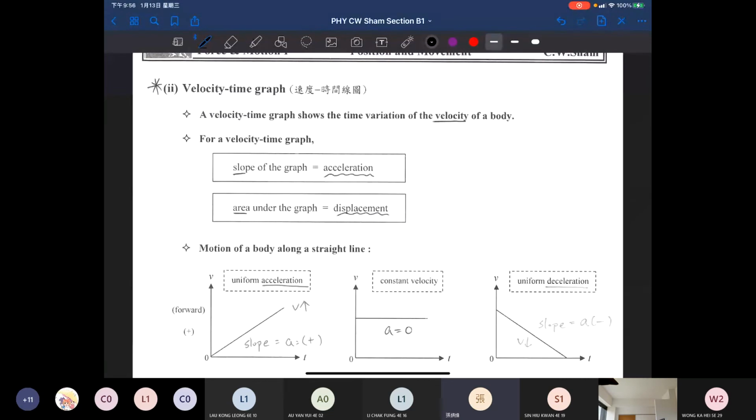Okay, after discussing the displacement time graph, we have to talk about the velocity time graph. Velocity time graph means plotting the variations of the velocity over time. Okay, the slope of the velocity time graph is the acceleration, because the slope is delta v over delta t, which equals acceleration by definition. Okay, the rate of change of velocity is the acceleration. For the area under the graph, it would be the displacement.